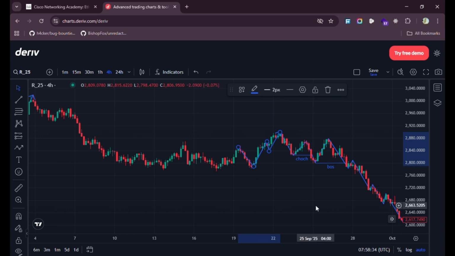So let's continue. You have seen change of character, breakout structure, market phases. Now we can go to premium and discount. Premium and discount is a term that is mostly used in ICT concepts. This shows the points where you're supposed to buy and sell. So you're supposed to sell at premium and buy at discount.